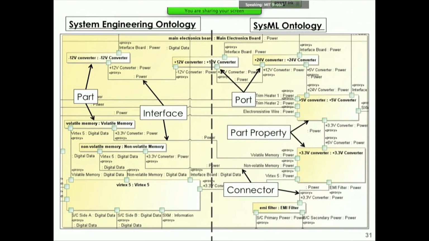We talk about these as being parts of a system in terms of a systems engineering ontology, and then these are these interfaces, or these lines right here. So in SysML, the way we talk about it is these are part properties of the system.